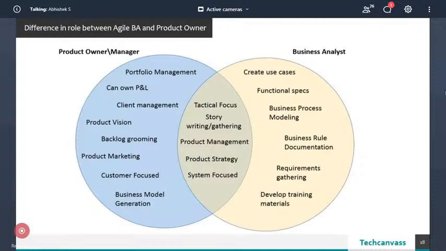Product marketing is also a part of the product owner's role, wherein you market, or ask your marketing team to market, a certain feature that you probably want to do a big bang launch for. That kind of marketing is also a role of a product owner. Then there is customer focus, or end user focus: how a particular requirement or feature would be used by the end user is what the product owner is focused on. And eventually the business generation model is created in that aspect.